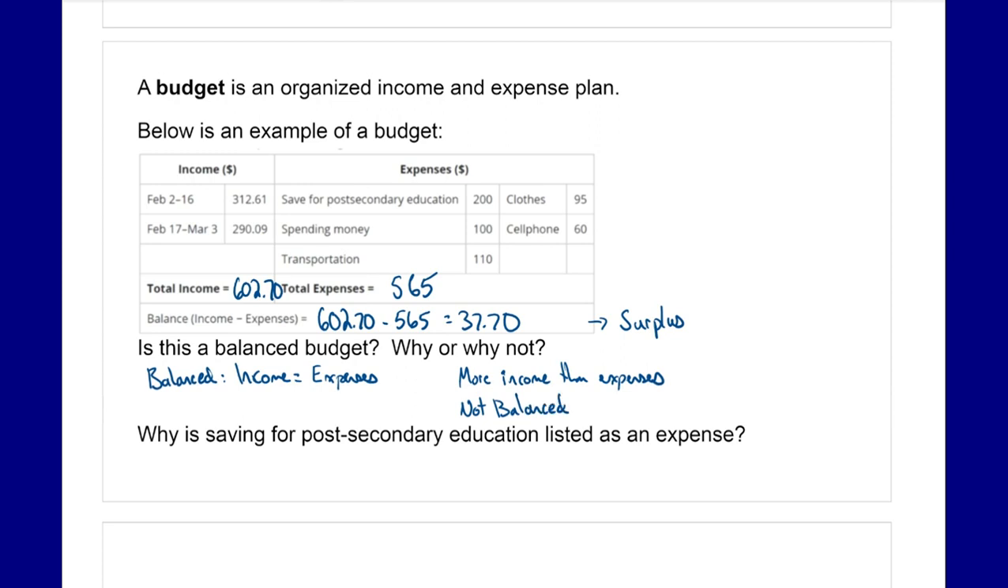And why is saving for post-secondary education listed as an expense? Why do we have this category up here as an expense when we're saving money? The reason is very simple: money is being set aside. It's just an allocation of money. Money is being put away, and we have a place for it. We're keeping that in mind because we're not spending that money. We're specifically allocating it away so that we know we don't spend it. So it's considered an expense, even though we're not technically spending it. We're making sure that we allocate it away so that we don't spend it later on something else.